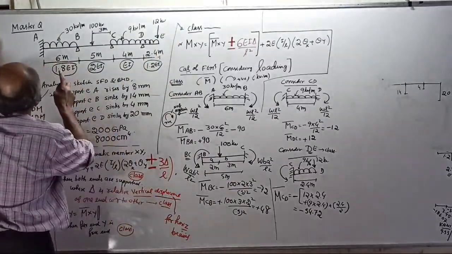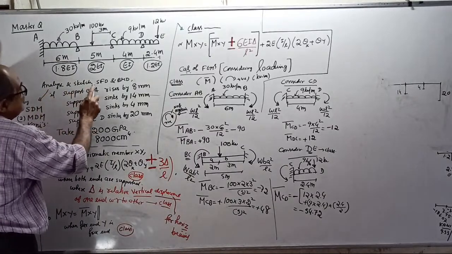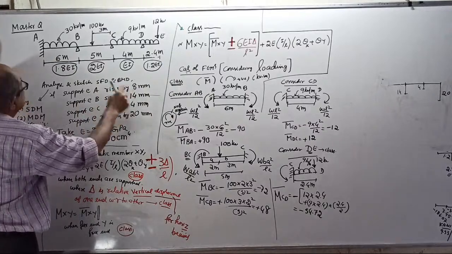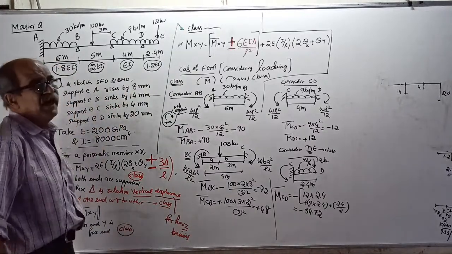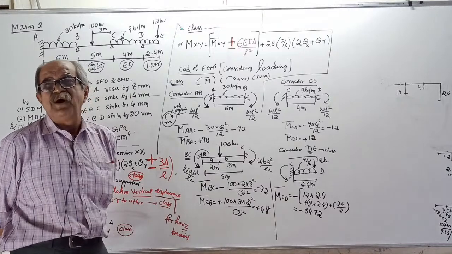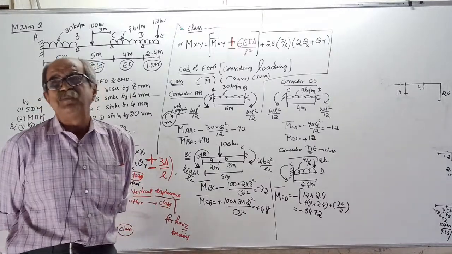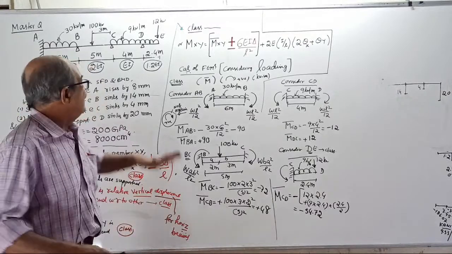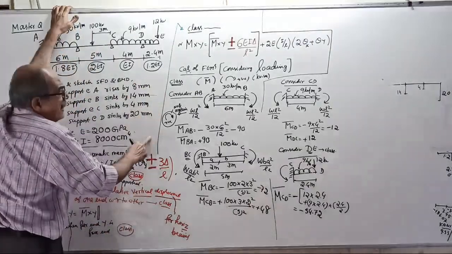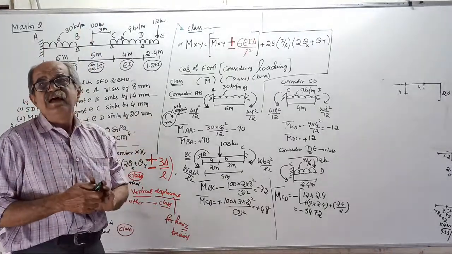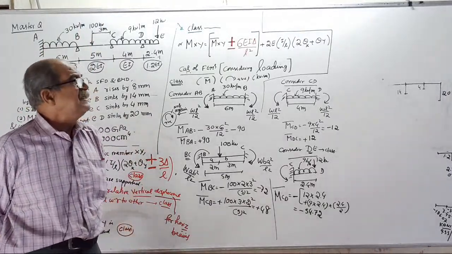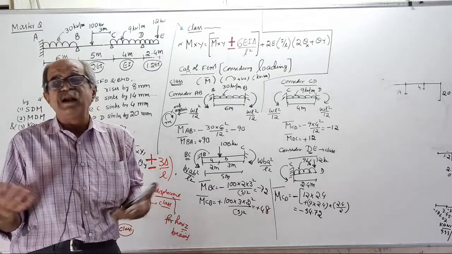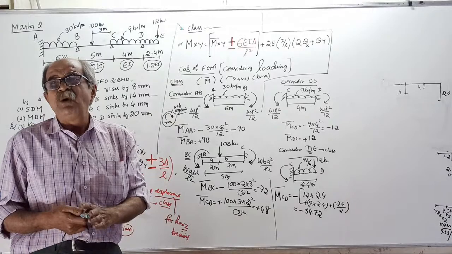Now, the question: analyze and sketch SFD-BMD if support at A rises by 8 mm. Somebody will ask, sir, rising, how is it possible? Actually, usually not possible. Why I want it is, I want one such question. When I give the values here, my purpose is to make you understand. I have seen academic questions where rarely they tell that a support rises. Some will get confused. Rises means it goes up.